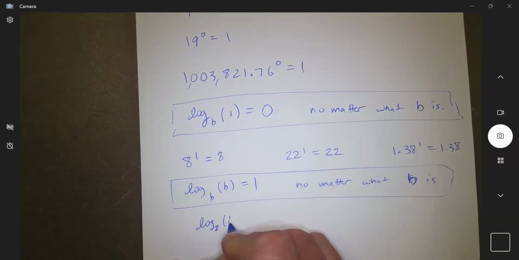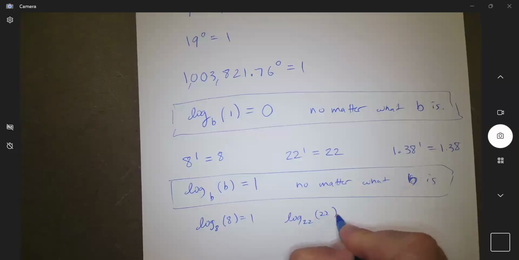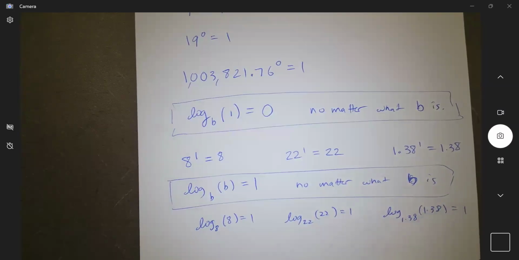Log base 8 of 8 equals 1. Log base 22 of 22 equals 1. Log base 1.38 of 1.38 equals 1.